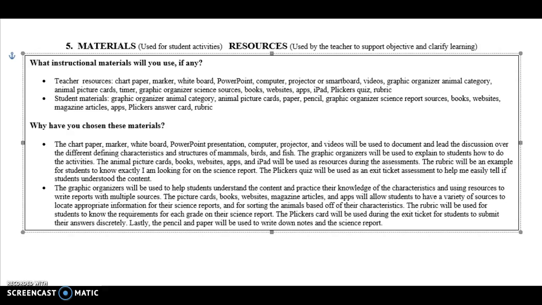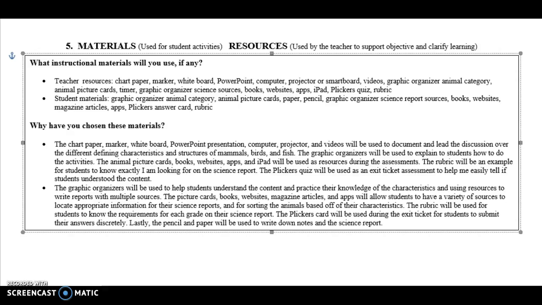Student materials: graphic organizer, animal category, animal picture cards, paper, pencil, graphic organizer, science report sources, books, websites, magazine articles, apps, clickers answer card, and rubric.